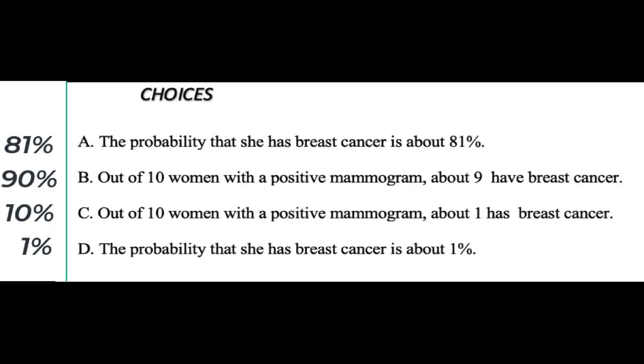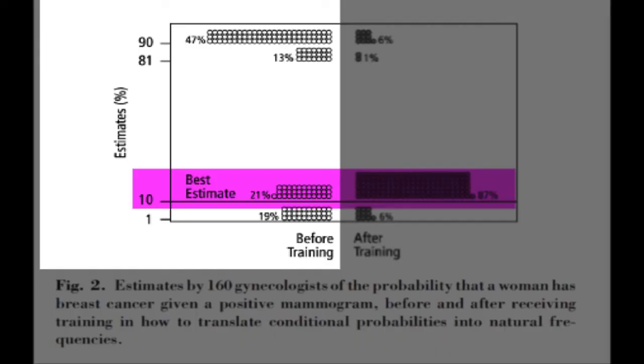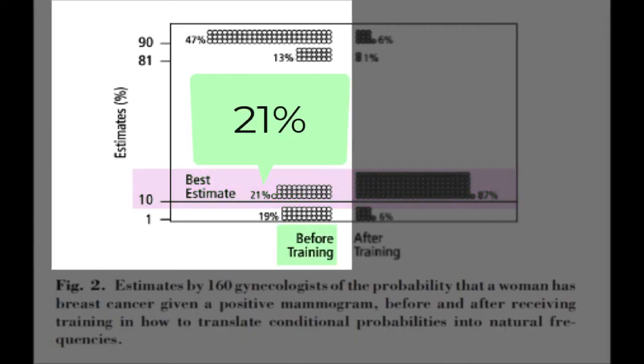Wow, those choices are way all over the map. Even with a positive test result, the answer is C, about 10%, because of the low prevalence. How many of those professionals got it right? 21%. Not even a quarter, which you'd expect if they were just guessing. Actually, hey, that's worse than just guessing.